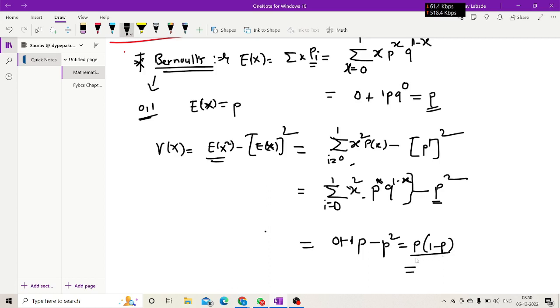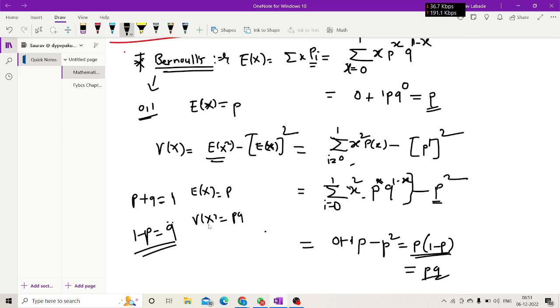This is the variance, pq, because 1 minus p is q, right? You know, p plus q equals 1. So what is 1 minus p then? This is q. So from this, what I'm getting is my mean of the Bernoulli random variable is p, and my variance of the Bernoulli distribution is pq. Now, the same thing I have to calculate for the binomial distribution.